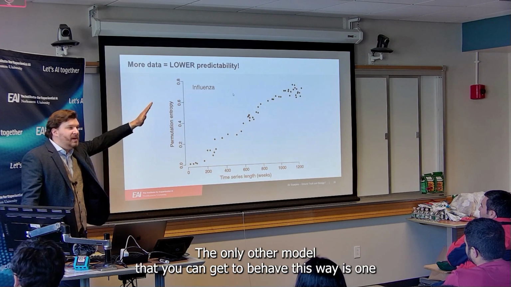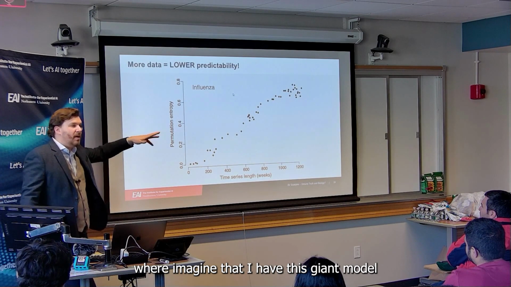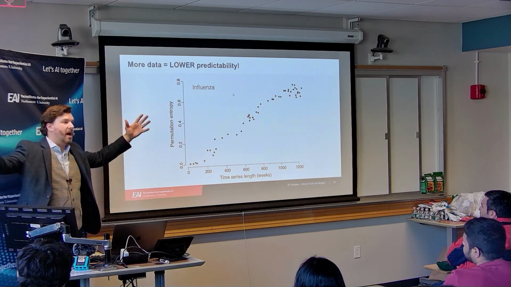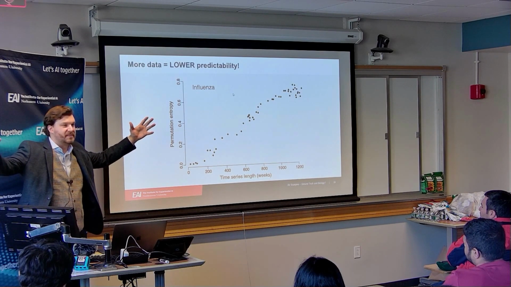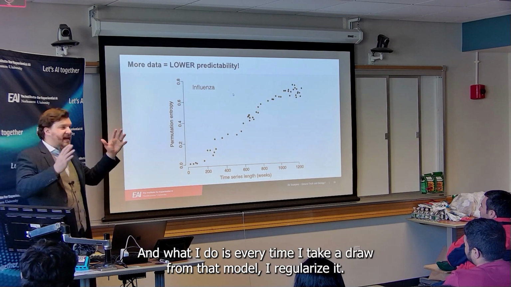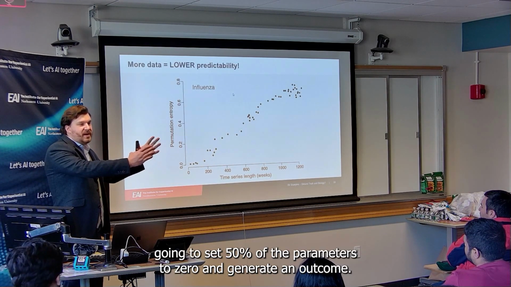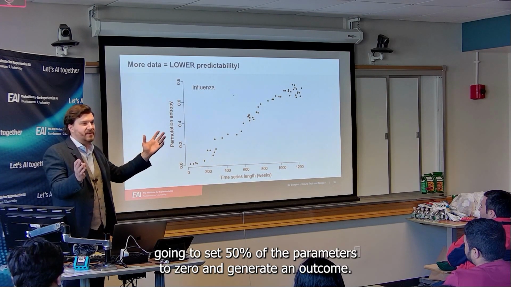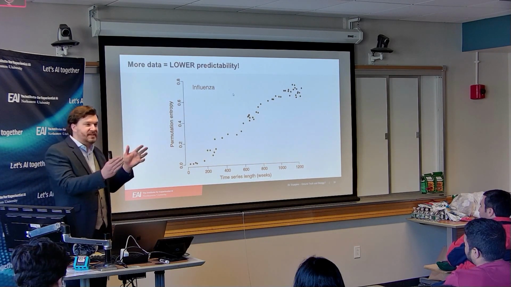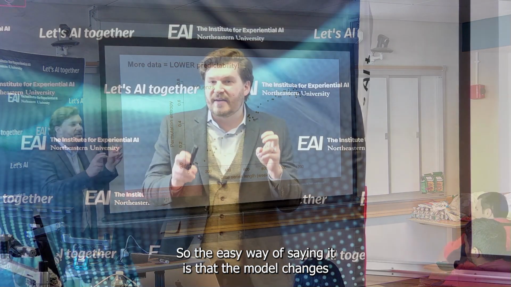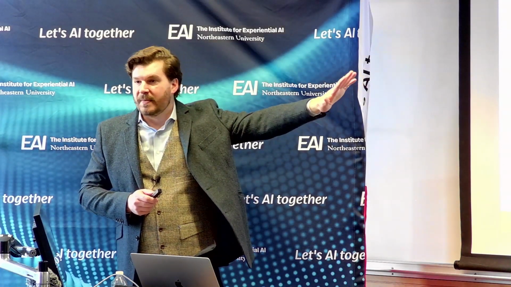The only other model that you can get to behave this way is one where, imagine that I have this giant model, like a large language model with 10 to the 9 or something parameters. And what I do is every time I take a draw from that model, I regularize it. So let's say I'm going to set 50% of the parameters to 0 and generate an outcome. But every time I regularize it, I do it differently. So the easy way of saying it is that the data generating model changes in time.